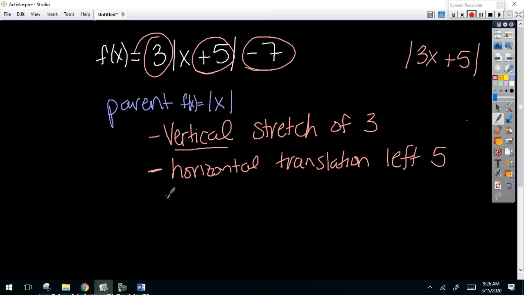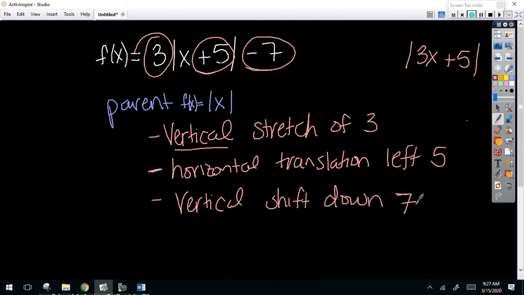All right, finally, the negative 7 on the outside, because that's on the outside of the actual function, is going to be a vertical shift down because it's negative. I'm saying a vertical shift down. I could say a translation down. Either one of those is synonymous there. Down 7 from where it started. Okay? You're not asked to graph these. You're just asked to identify these transformations.